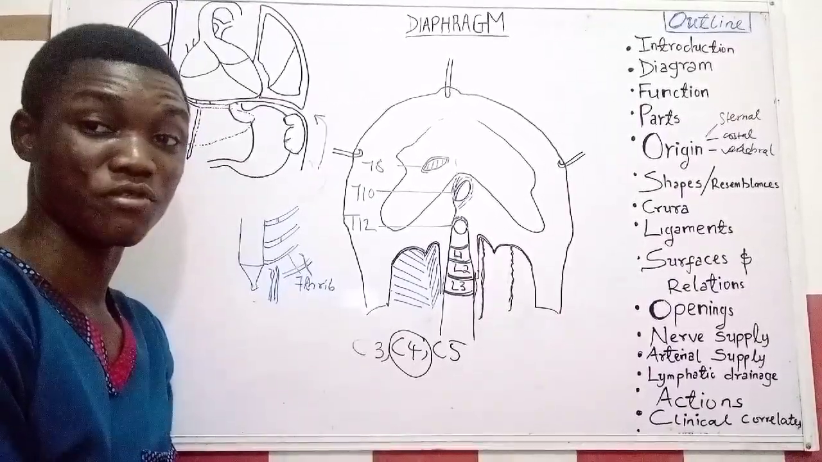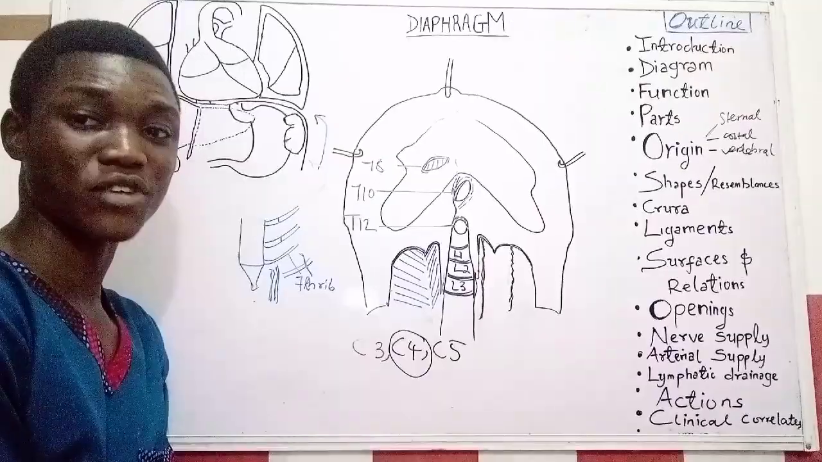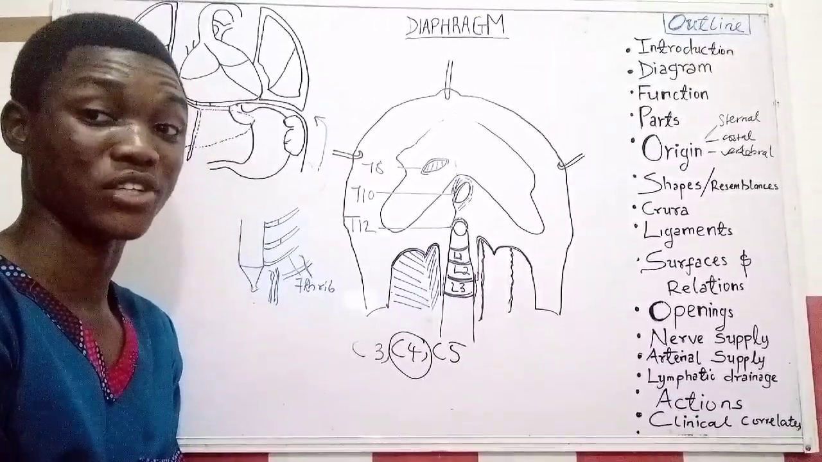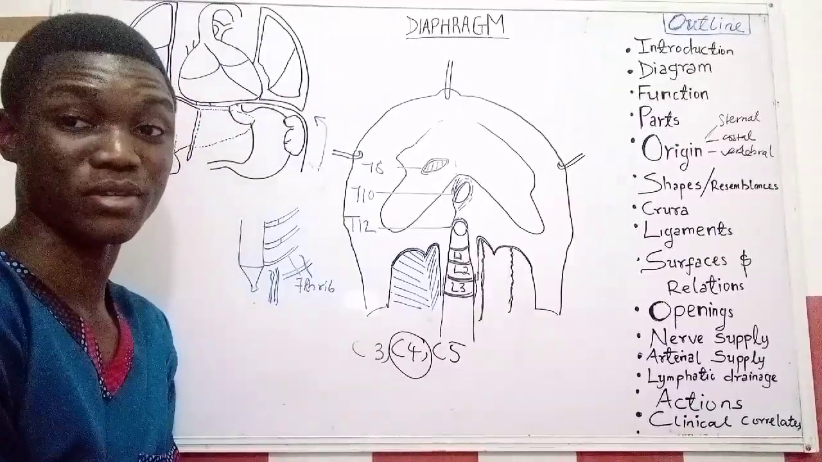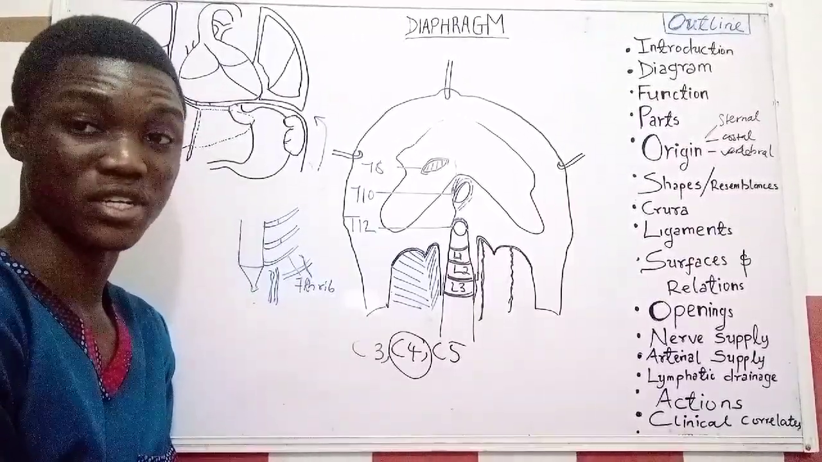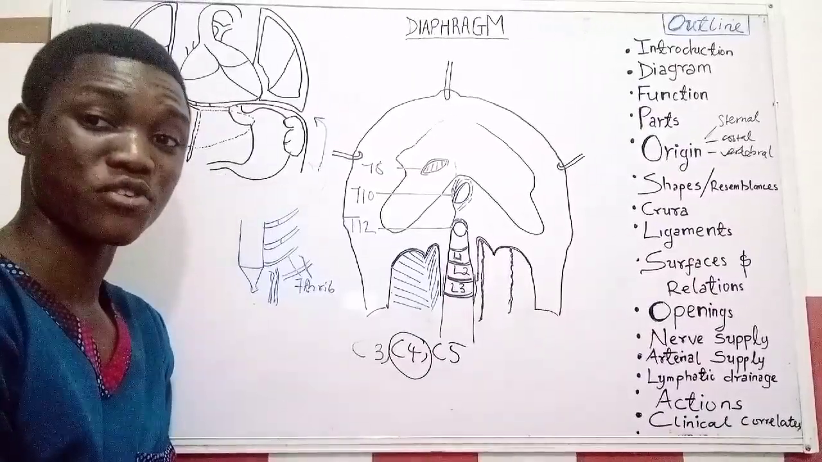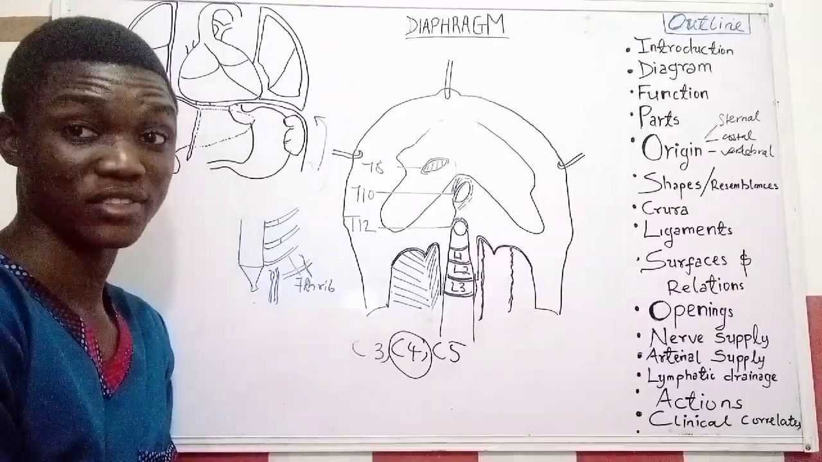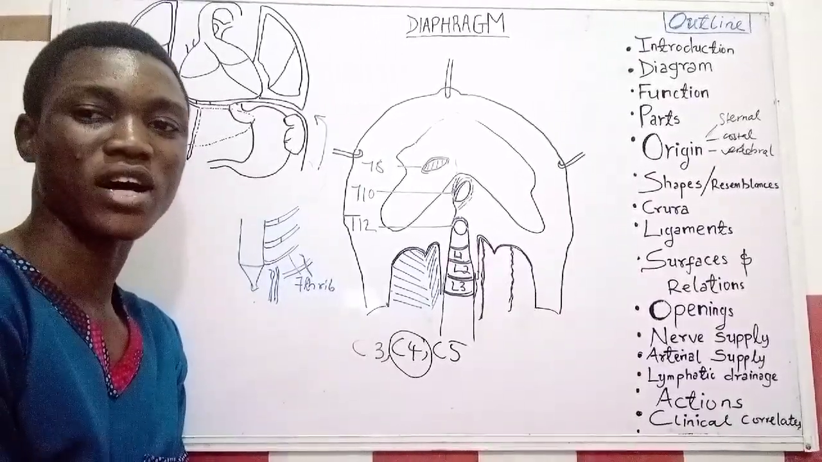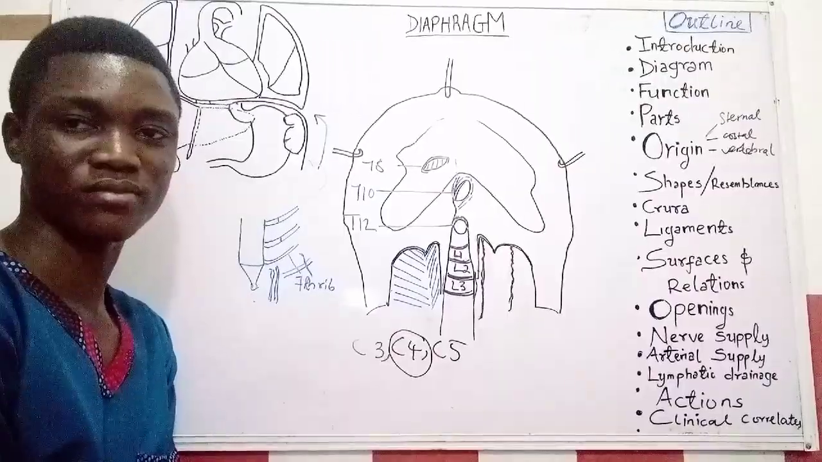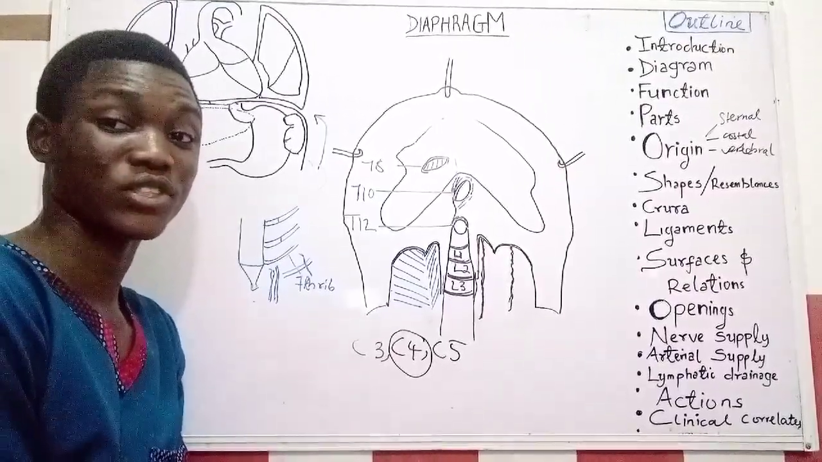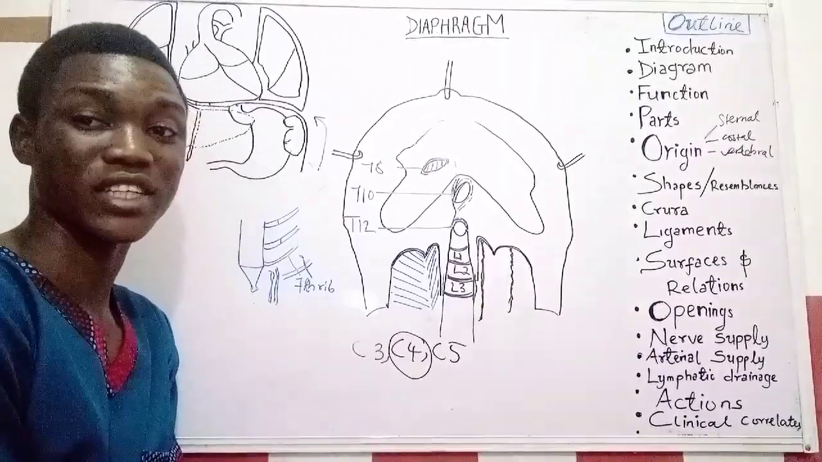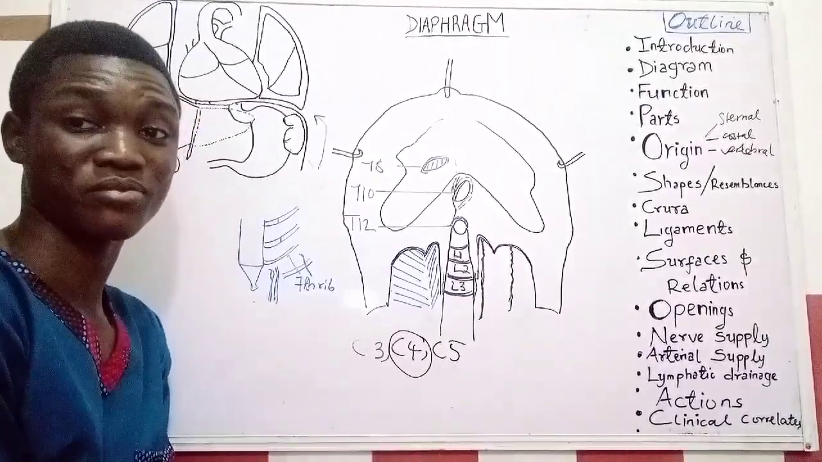Also, we have the pericardiophrenic artery. The pericardiophrenic artery is a branch of the internal thoracic artery, also known as the mammary artery. Of course, the mammary artery supplies the chest wall and the breast. So the pericardiophrenic artery is derived from the mammary artery. Okay, so we also have the musculophrenic artery.